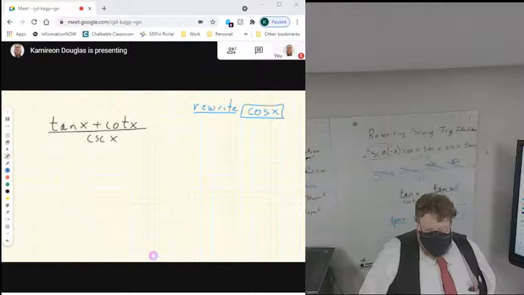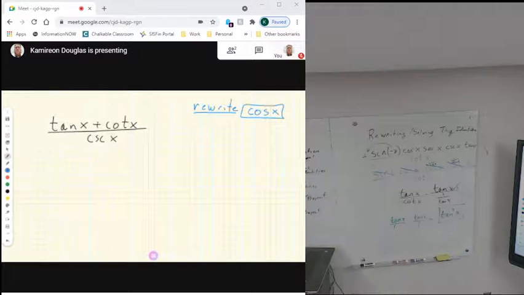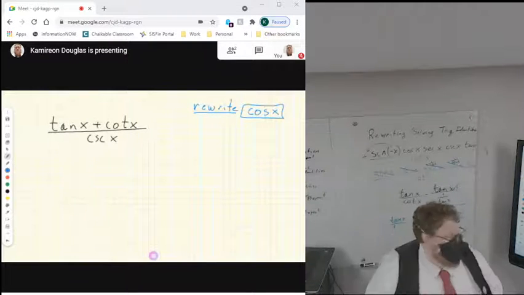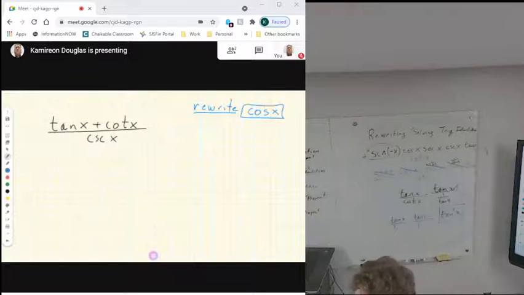I can do that with tangent, because it's a quotient rule. And I can also do it with cotangent, turning that into cosine over sine. Cosecant becomes 1 over sine. That is one good first step in this problem: I could convert everything into sines and cosines.